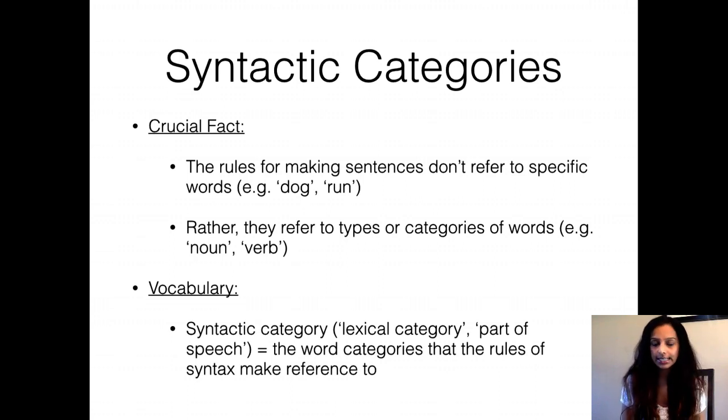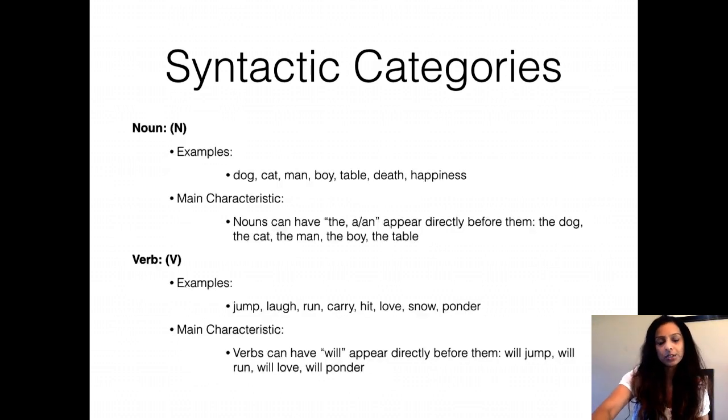So here are syntactic categories. We saw a couple of these syntactic categories in the morphology section, and I told you that I will come back to this in detail in syntax. A syntactic category is also called a lexical category or a part of speech, and these are the word categories that the rules of syntax make reference to.